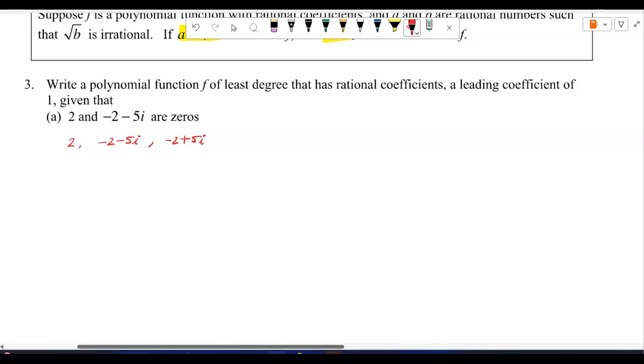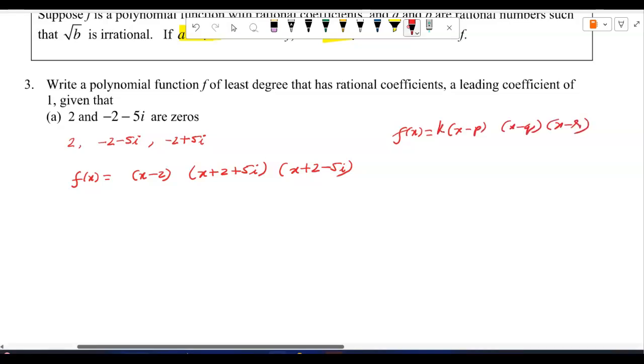Now, how will you get the polynomial function? So you would do x minus 2. So f(x) is equal to (x minus 2), then (x plus 2 plus 5i), (x plus 2 minus 5i). Right. Are you following that? What are we doing here? You will always do x minus p, x minus q, x minus r, and there's always a stretch factor.